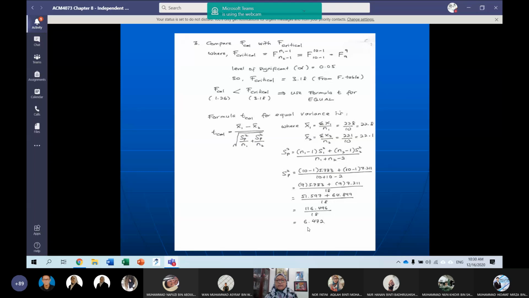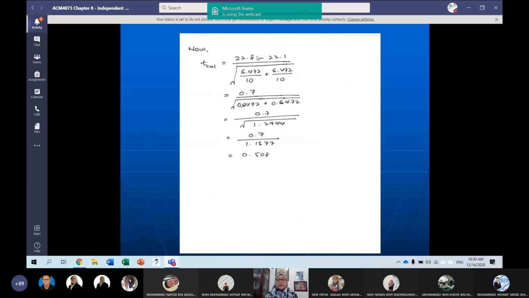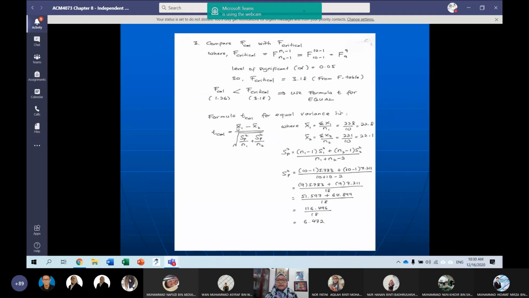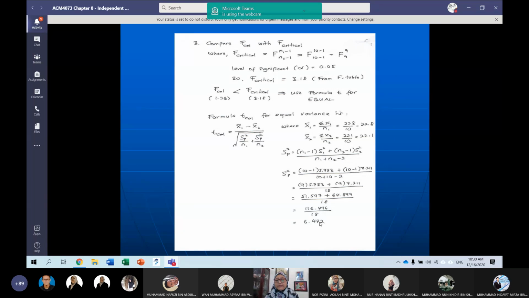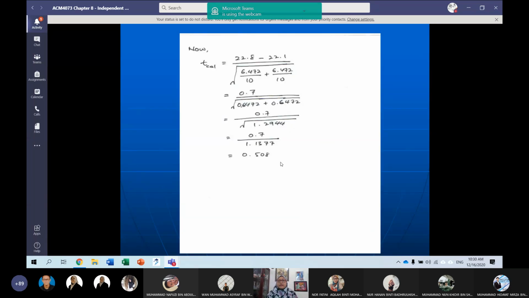I repeat, this is for S2P. So S2P is 6.472. The numerator is the mean 22.8 take away 22.1, over the square root of 6.472 divided by 10 plus 6.472 divided by 10. So 22.8 take away 22.1 is 0.7.